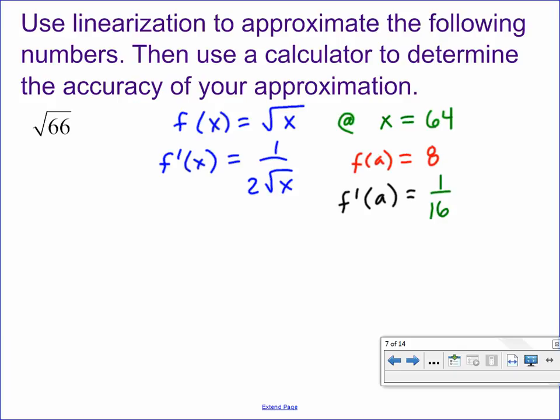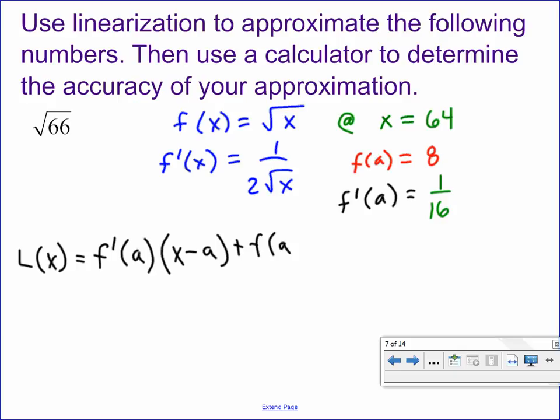Now, did I do that right? Square root of 64 is 8 times 2 is 16 at the bottom. Everybody good? Great. So we're all ready for our L of x. We know that our L of x linearization is given by f prime at a times quantity x minus a plus f at a. That's just the equation of a tangent line with a new name. Our particular linearization would be L of x equals 1/16 times quantity x minus 64 plus 8. Yes?